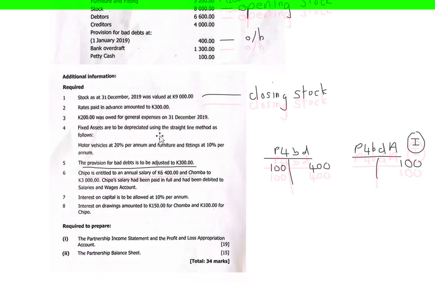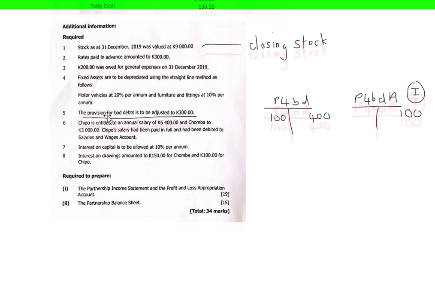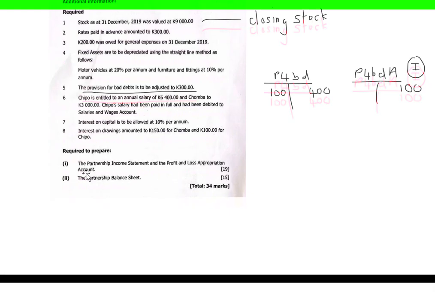And then we got fixed assets that need to be depreciated using the straight line method. And they tell us motor vehicles at 20% and furniture and fittings at 10%. Then, as I mentioned earlier, we need to make a provision for bad debts to adjust the amount that is in our books at 400. It needs to be adjusted to 300. There I've made some notes, but I'll come back to them. Okay, then these number 6, 7 and 8 relate to the partners, and that will go into the balance sheet, right? But for now, this lesson, I'm doing the partnership income statement.